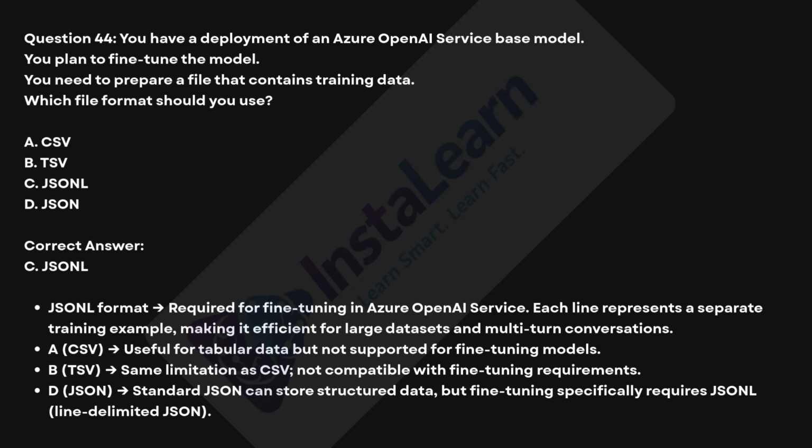Correct answer is C. JSONL. Here's why. JSONL format is required for fine-tuning in Azure OpenAI service. Each line represents a separate training example, making it efficient for large datasets and multi-turn conversations. A. CSV. Useful for tabular data but not supported for fine-tuning models. B. TSV. Same limitation as CSV, not compatible with fine-tuning requirements. D. JSON. Standard JSON can store structured data, but fine-tuning specifically requires JSONL, line-delimited JSON.